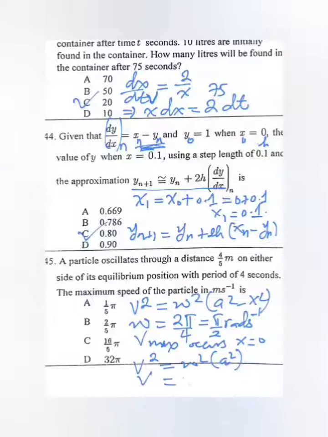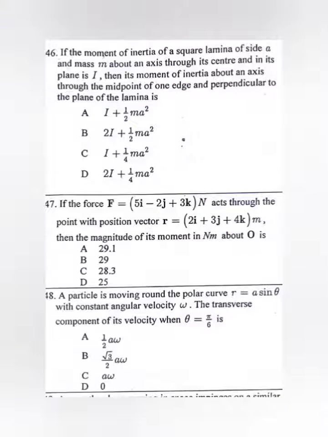So v should then be omega a, which corresponds to omega being pi all over 2 into a. The particle is said to oscillate through a distance 4/5 meters on either side of the equilibrium position. So that simply implies that the amplitude is 4/5, and when you simplify, you have 2 pi all over 5, which corresponds to the option.